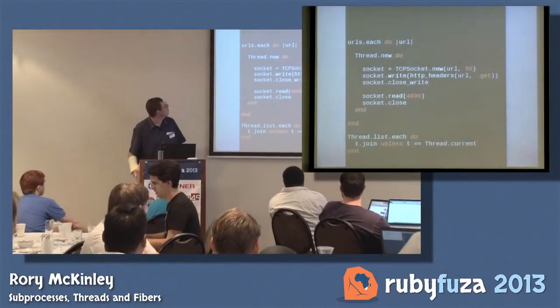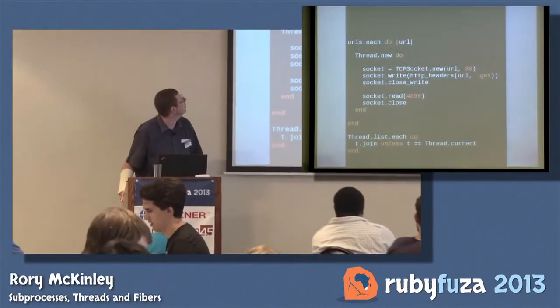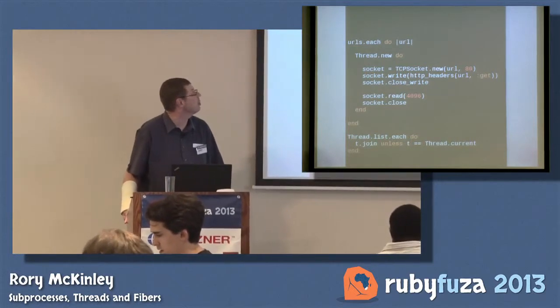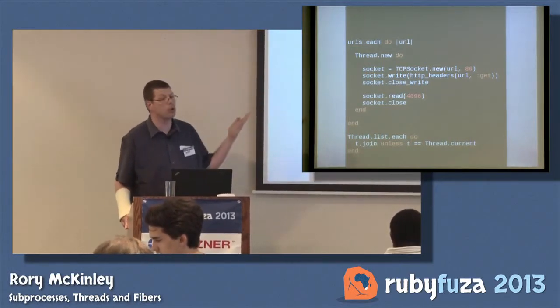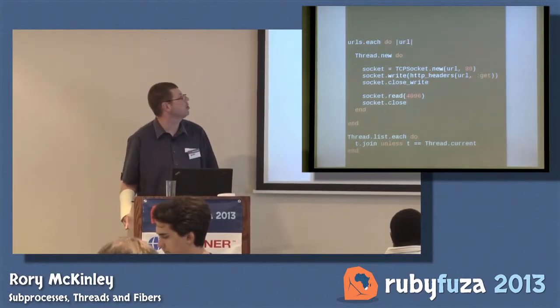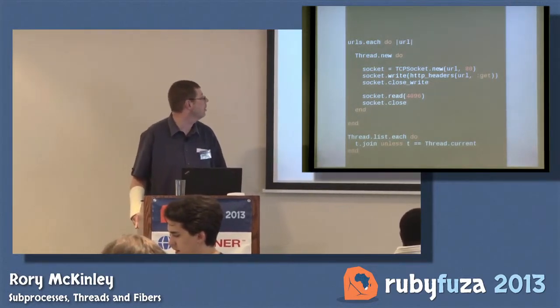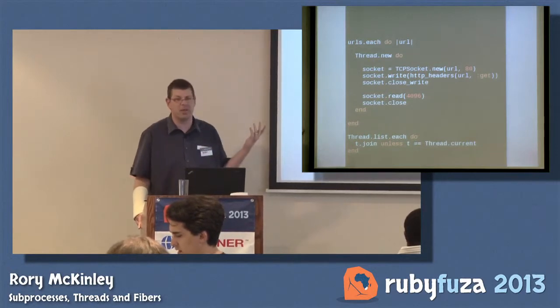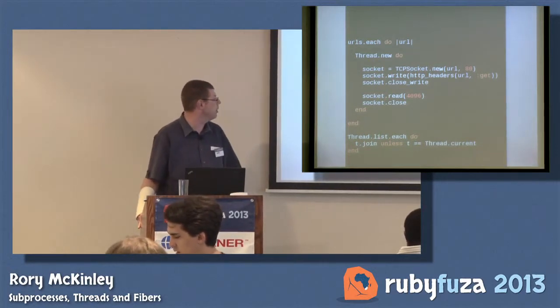So here we have our web client. It's not too impressive. It goes through a collection of URLs, and for each one of them, it spawns a thread. It does a write to fetch, asking to fetch some data. It gets the data back, and then it exits. It doesn't even do anything with the data, so it's really pretty stupid.